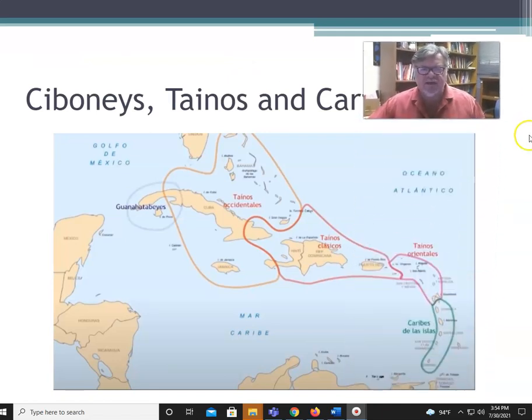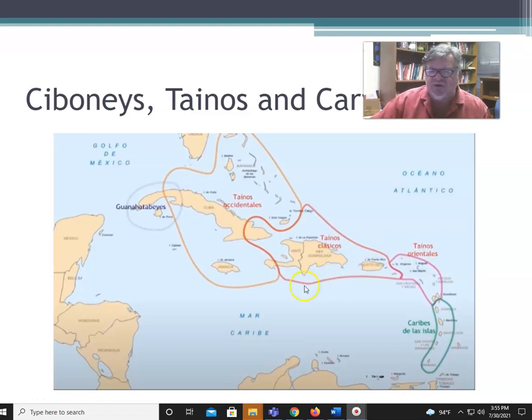And here you see the distribution of ethnicity. This whole central area were Tainos, which were part of the Arawak family. And it describes them here in Spanish: Tainos Occidentales, Tainos Clásicos, y Tainos Orientales. That is, Western Tainos, Classic Tainos, and Eastern Tainos. That's because there were subtle differences in language, subtle differences in culture and social structure, but not significant differences. Basically, they were the same people.